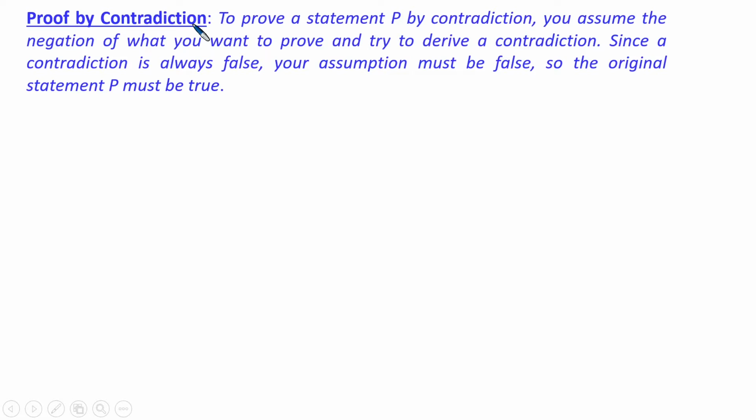Now, proof by contradiction. In our previous example, we proved that x divided by 0 is not defined because we assumed that x divided by 0 is possible. So I called x divided by 0 as k for non-zero x, but then I found that x has to be 0. So it is a negation of our assumption. To prove a statement P by contradiction, you assume the negation of what you want to prove and try to derive a contradiction. Since a contradiction is always false, your assumption must be false. So the original statement P must be true. So what I said, that any number divided by 0 is not defined, is true.